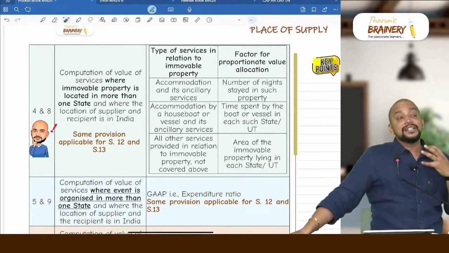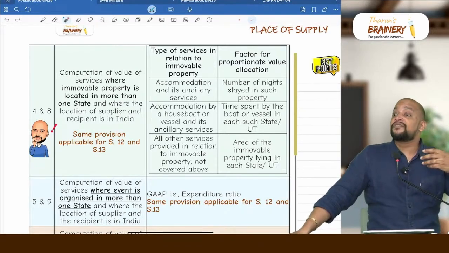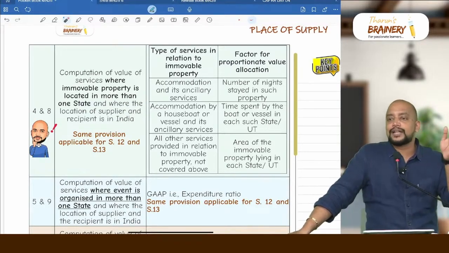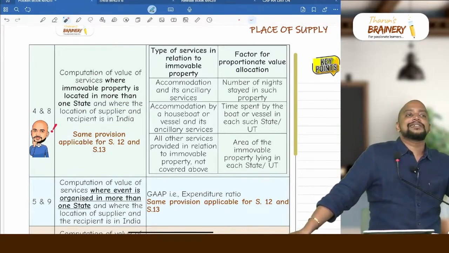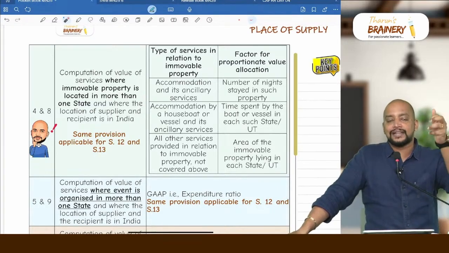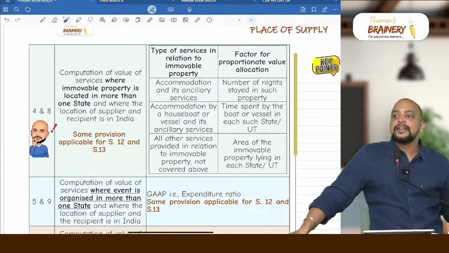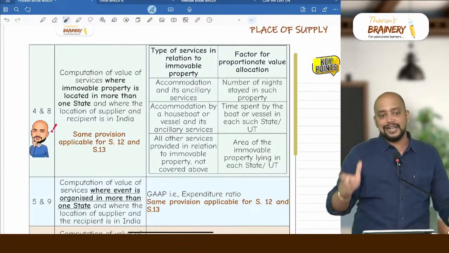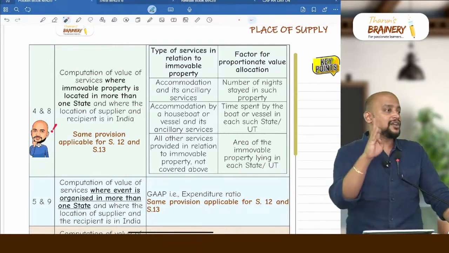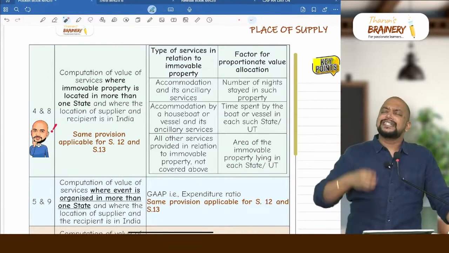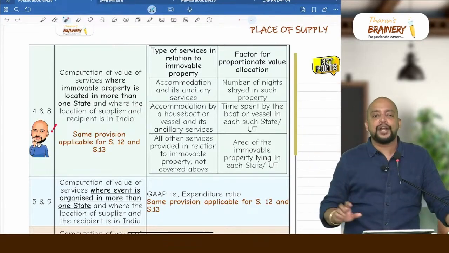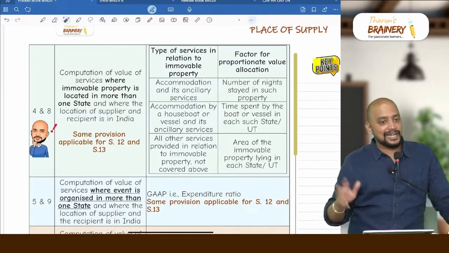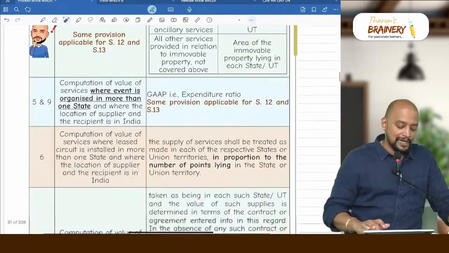What does it say? If it is accommodation services, see the number of nights stayed in each such property, in each such state, and based on that ratio you need to divide. For example, 3 nights in Tamil Nadu, 2 nights in Kerala and 1 night in Andhra Pradesh. In that ratio we need to divide. Suppose if it is accommodation in a houseboat, see the time that is spent in each state, and in that ratio we need to divide. Apart from this, for any other service in relation to immobile property, usually what we will take as a base of apportionment? Floor area or carpet area, that should be taken as the ratio of apportionment.